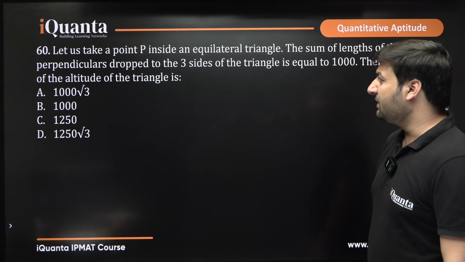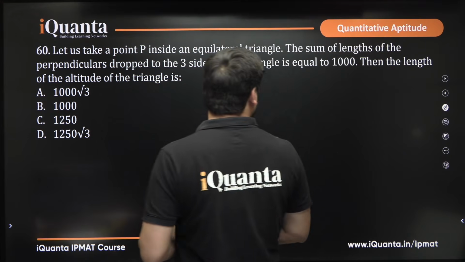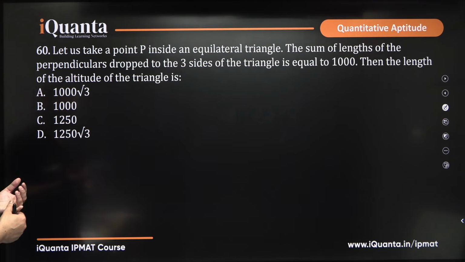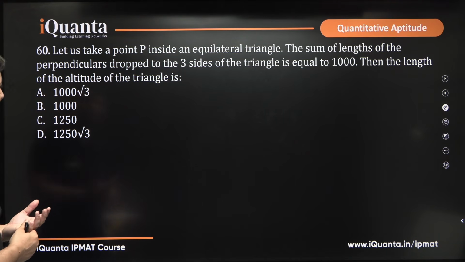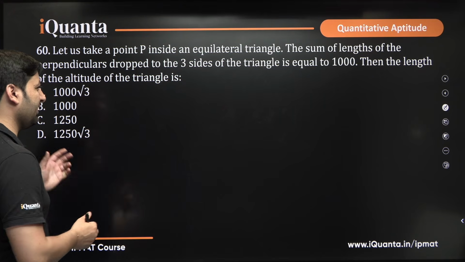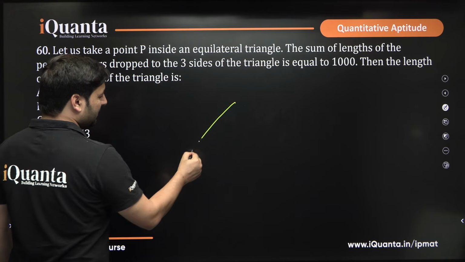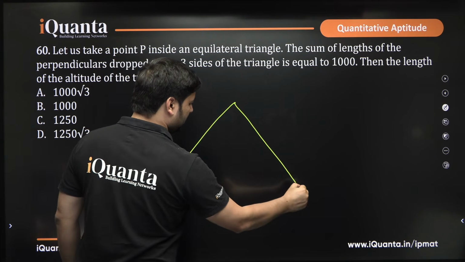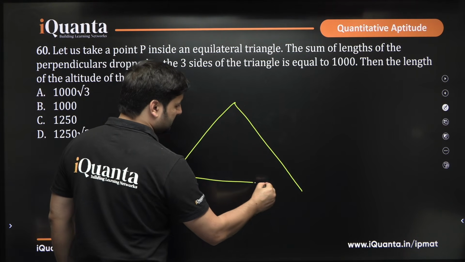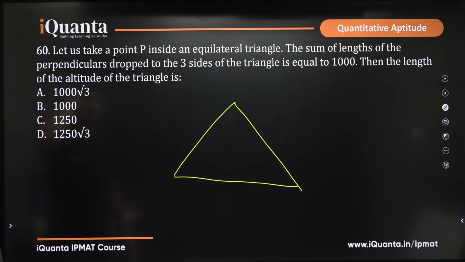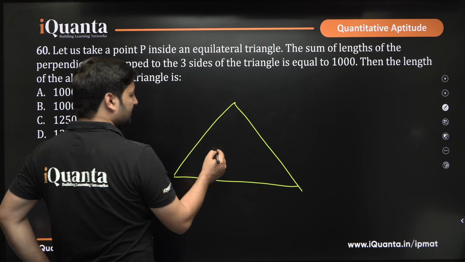Let us take a point P inside an equilateral triangle. The sum of lengths of the perpendiculars dropped to the three sides of the triangle is equal to 1000. Then the length of the altitude of the triangle is, altitude of the triangle, okay. So we need an equilateral triangle, okay. So this is your equilateral triangle. The sum of lengths of the perpendiculars dropped to the three sides of the triangle is equal to 1000. Now P is a point inside the equilateral triangle, okay.